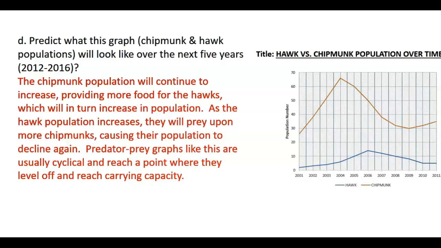This is a typical example of a predator-prey graph, which are usually very cyclical, meaning they are a cycle, until they reach a point where they level off or reach carrying capacity. We will talk a lot about these type of graphs in our ecology unit.